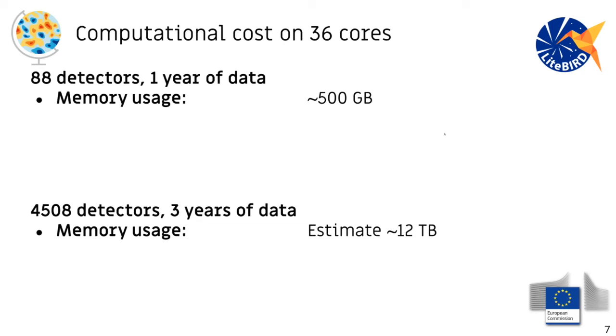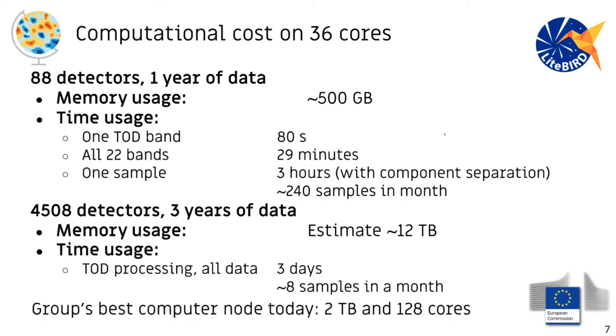And regarding time, for one TOD band, it takes approximately 80 seconds to analyze one band, and half an hour for all 22 bands. So that gives me, with the component separation, approximately 3 hours for one sample. And that will give me 240 samples in a month, which is quite a lot. It's good.